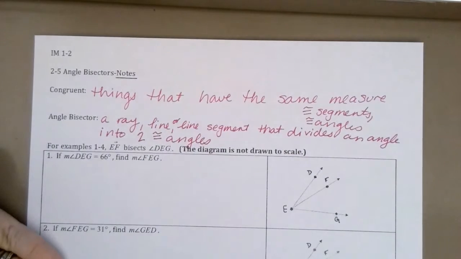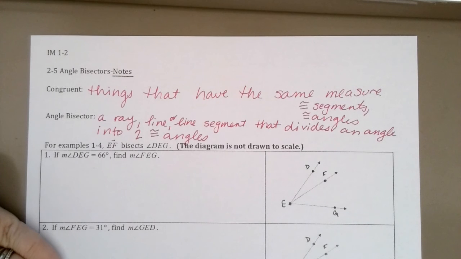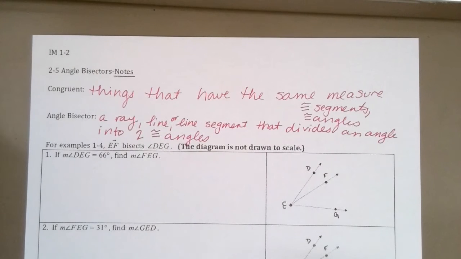Now remember we talked about complementary angles? What were complementary angles? Two angles that add up to 90 degrees. And supplementary were two angles that added up to 180 degrees. Now these ones may not necessarily add up to 90 or 180. They might, but they might not. The point is that they're equal to each other. Okay? So if one of them's 30 degrees, the other one's 30 degrees.